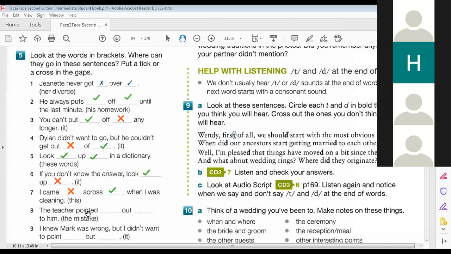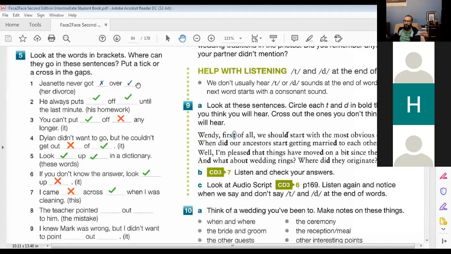All right, number 8. The teacher pointed the mistake out to him, or the teacher pointed out the mistake. What do you think? Which type is "pointed out"? Type 3, I think. Yes, correct. Both of them work. So I pointed out the mistake, I pointed the mistake out. Both work.